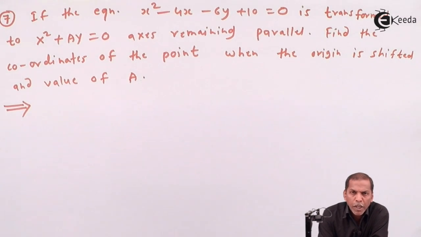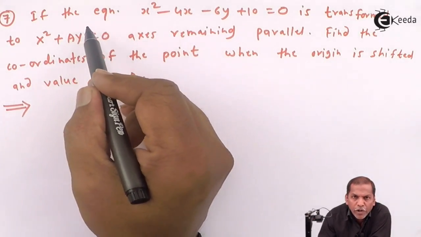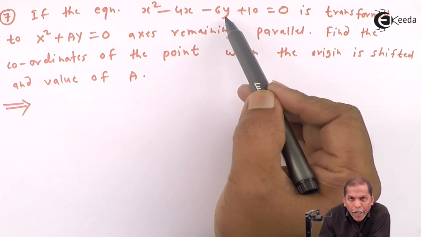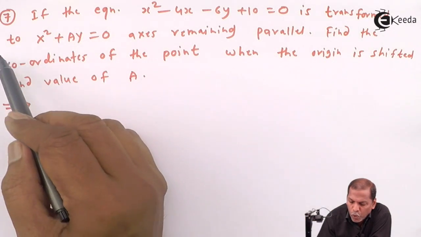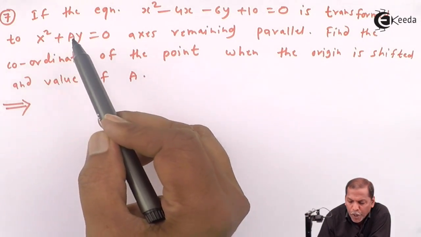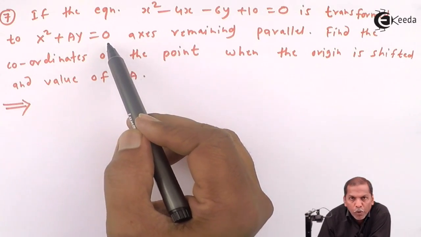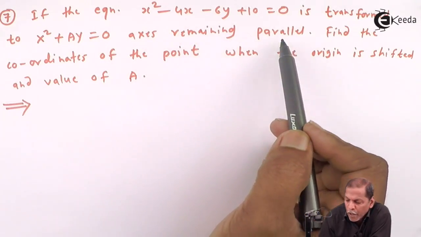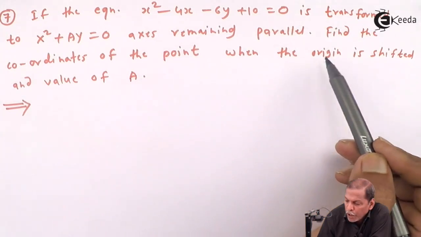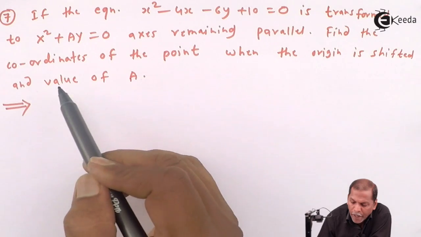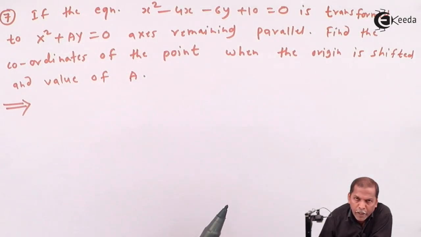Hello friends, now we see the problem number 7, which is based on shift of origin of the chapter Locus. The problem number 7 is: if the equation x square minus 4x minus 6y plus 10 equal to 0 is transformed to capital X square plus aY equal to 0, axes remaining parallel, find the coordinates of the point to which the origin is shifted and the value of capital A.